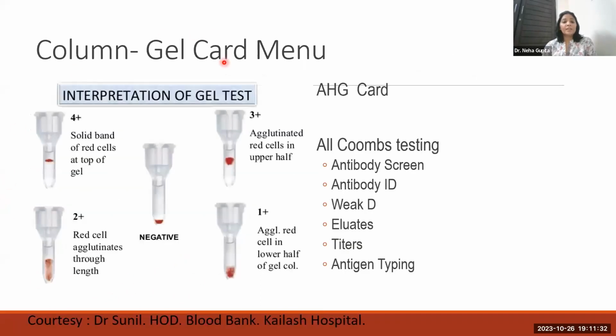These are the column gel-based methods, which contain anti-human globulin cards, to which you add sera. If the cells settle down, it's negative. If the agglutination is seen in the lower half, it is 1+. If it is throughout, it is 2+. If it is in the upper half, it is 3+. And if it is just at the top, that is 4+.